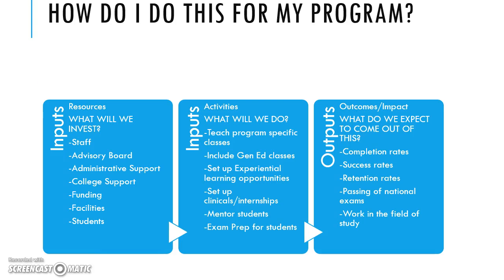So how will I use the logic model in my program? Again, I think looking at what you want to have come out of your program is really an important thing. What completion rates, success rates, passing of exams, work, how many students are working in the field. Those are kind of long-term outputs, but short-term outputs are what skills and behaviors students have after a course. And then working backwards, what will we do to achieve those outputs? What courses will we teach? What experiential learning opportunities, labs, internships? What type of exam prep do we offer? And then what resources do we have to offer those things?